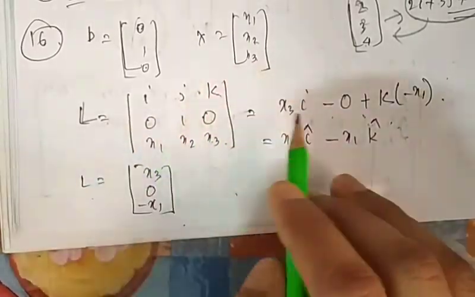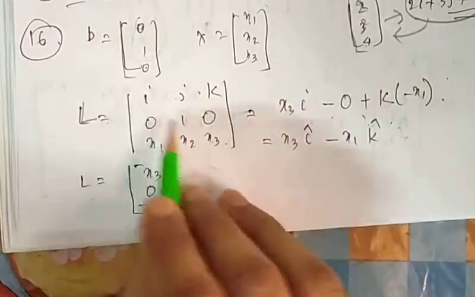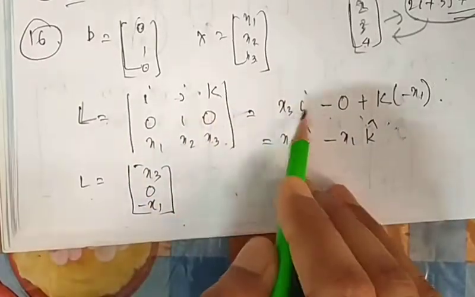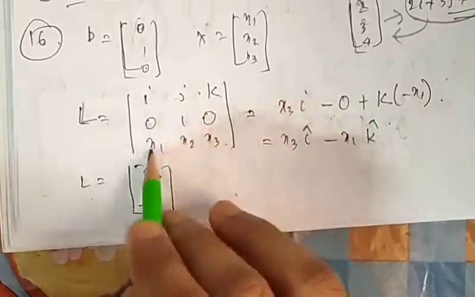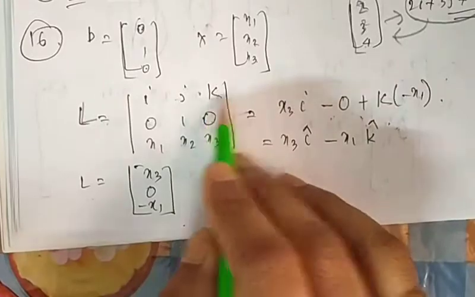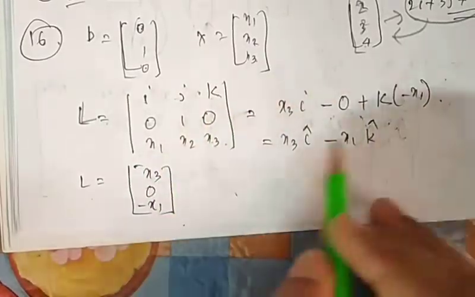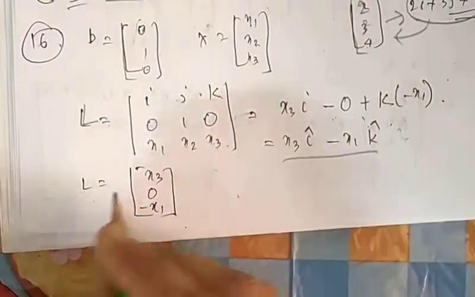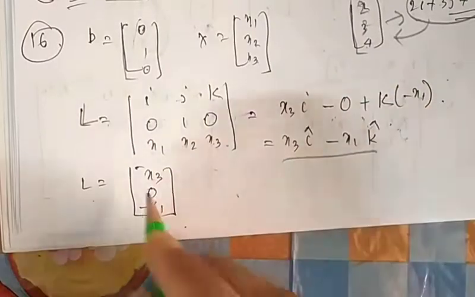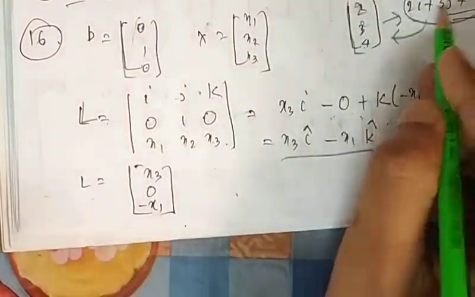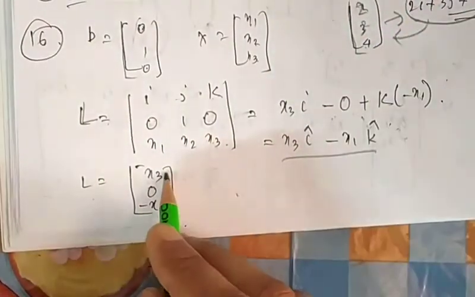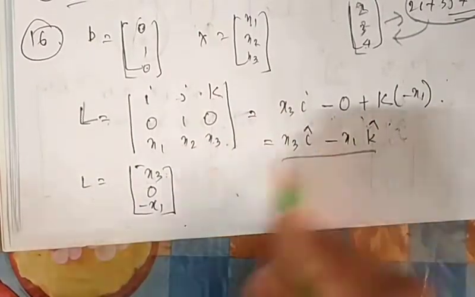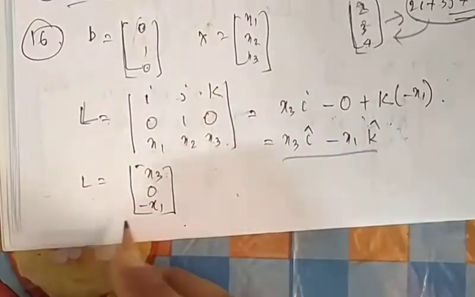So if you do the cross product, you find the determinant: i into this minus this into this, minus j into this, which will be 0, plus k into this minus this into this. So ultimately you will get this one. If you write it in vector format, the i comes first, then j, then k: i times x3, j is not there, it is 0, k is not there, minus. So this is your L.